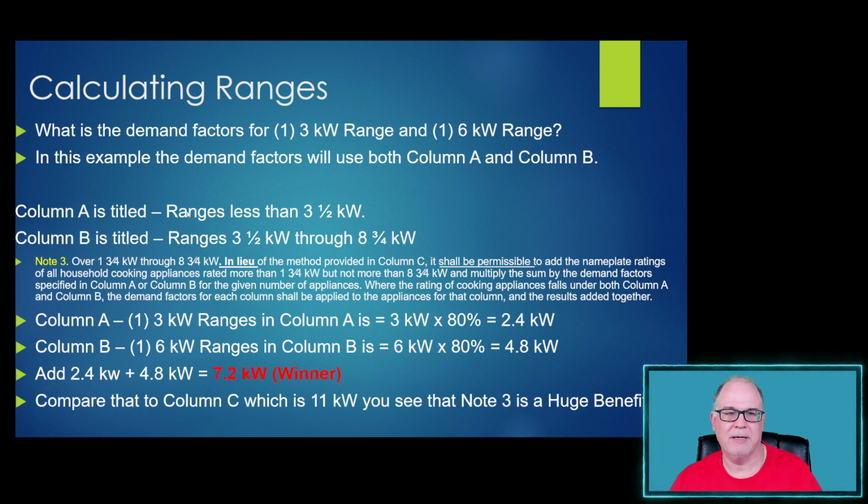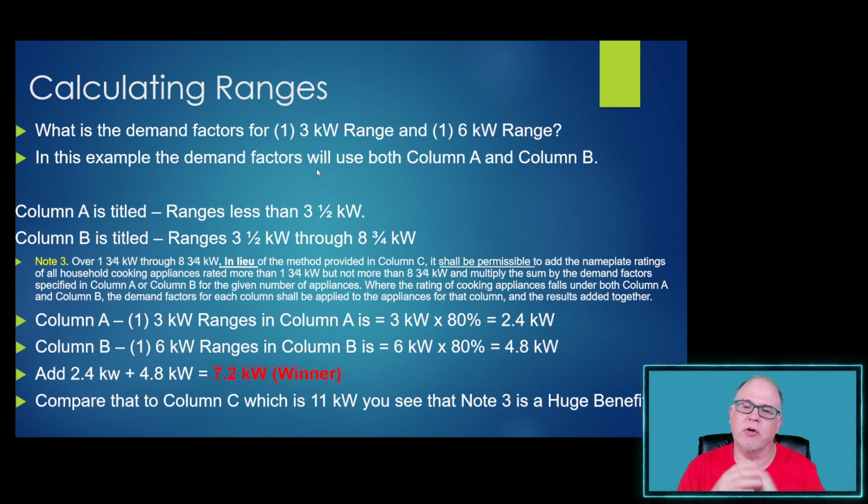Okay, let's do this. What is the demand factor for one 3 kW range? And it'd probably be better off if I said 3 kW cooktop here, because I don't know of many 3 kW ranges. It's irrelevant, right? But let's just go with it, 3 kW range or cooktop or oven, doesn't matter. And then you have one 6 kW range. Now remember, this could have been a 3 kW cooktop, and this could have been a 6 kW wall-mounted or in-the-wall oven. It doesn't matter.